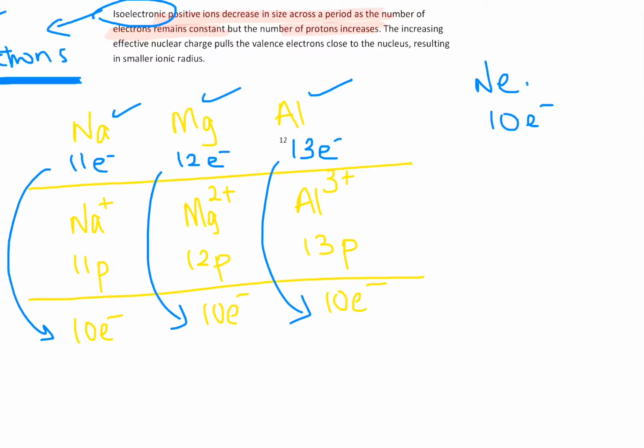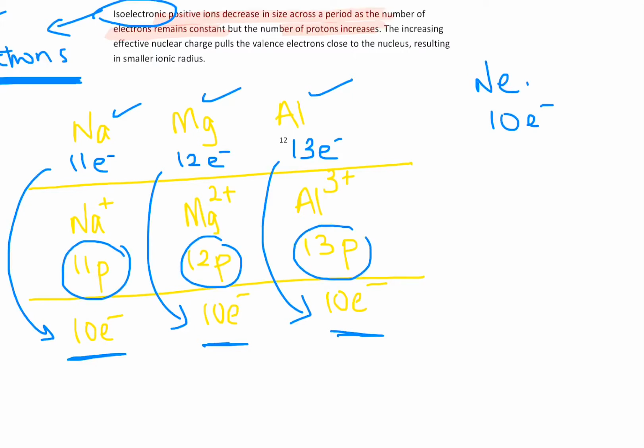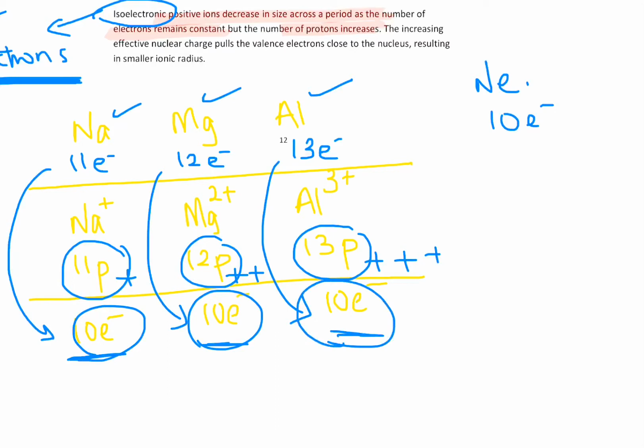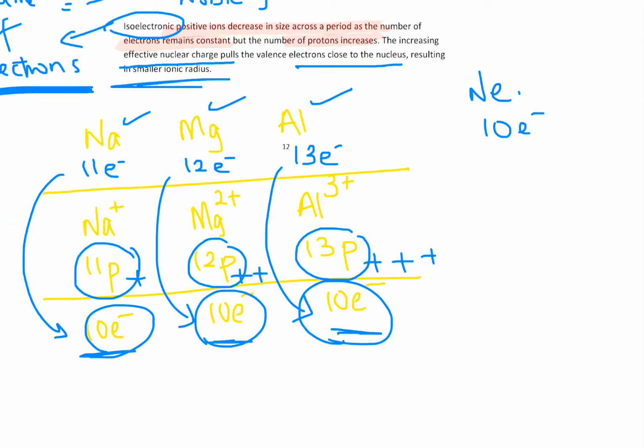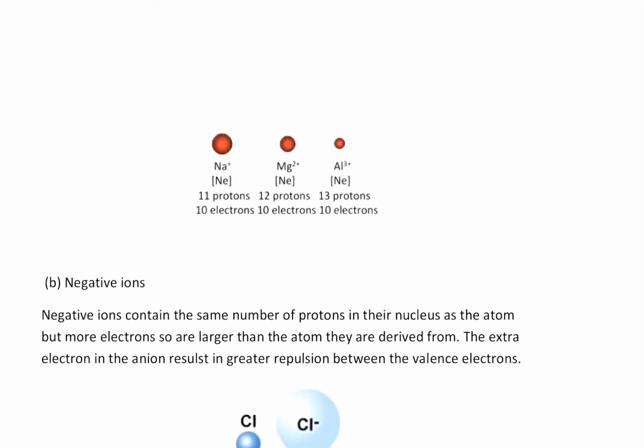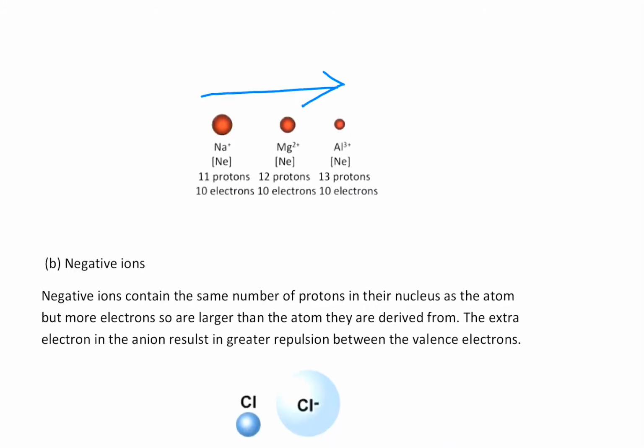So all these elements have the same number of electrons when they form cations, and the number of protons increases. So there is an increase in positive charge. Because we have more positive charge but the same number of electrons, it's going to get smaller. There is an increase in effective nuclear charge that is going to pull the valence electrons closer, which means that the positive ions are going to get smaller across a period. So this is what you see, they get smaller.